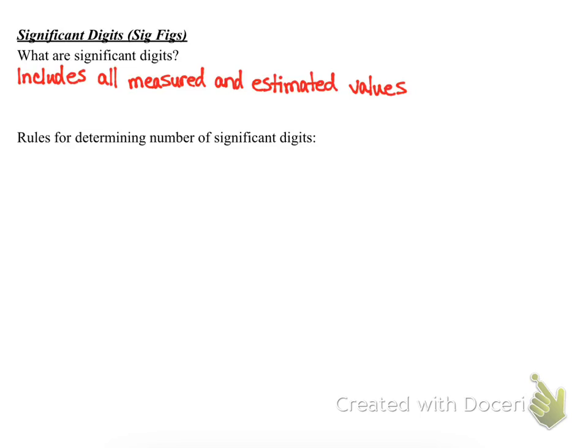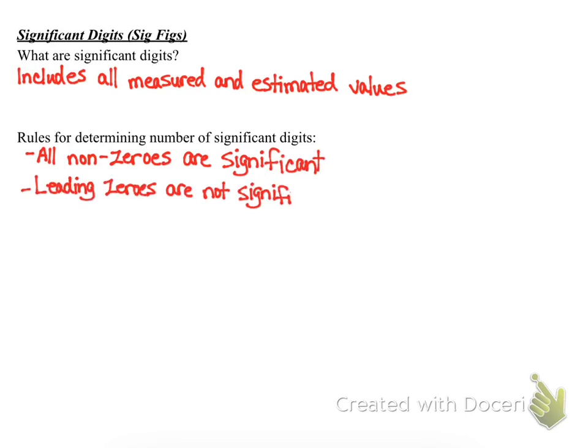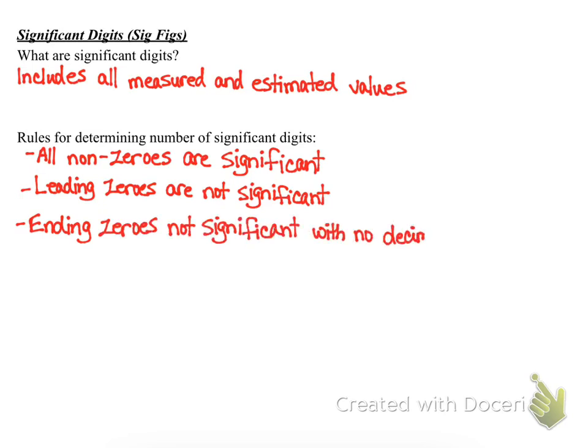And there are rules for determining the number of sig figs, or significant figures, or significant digits. I'm just going to say sig figs because it's easier to say. They all mean the same thing. The rules are: all non-zeros are significant, and we'll talk about these individually. Leading zeros are not significant, and those are the zeros at the beginning of a number, like the placeholder zeros. Ending zeros are not significant if our number does not have a decimal. So those are the rules.